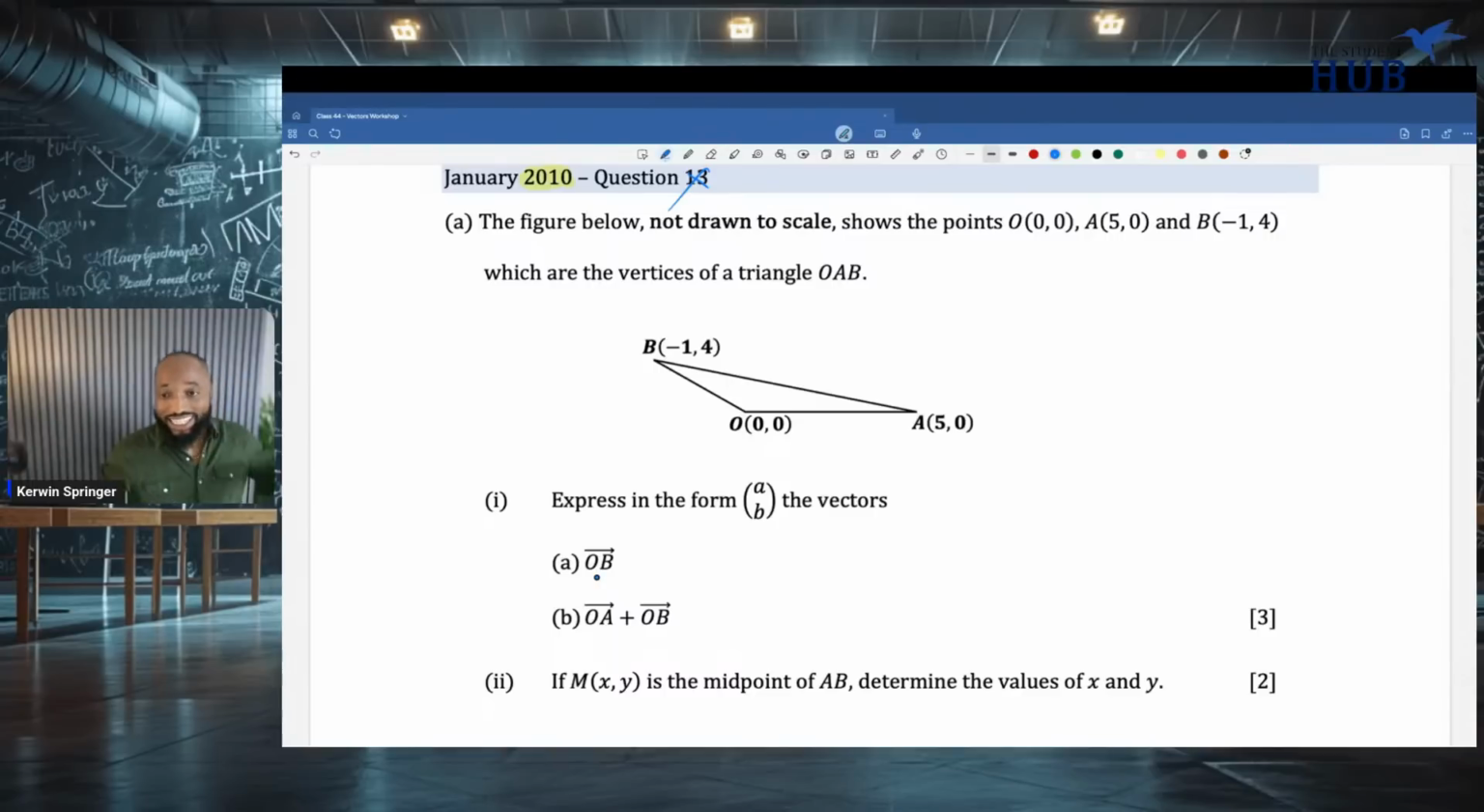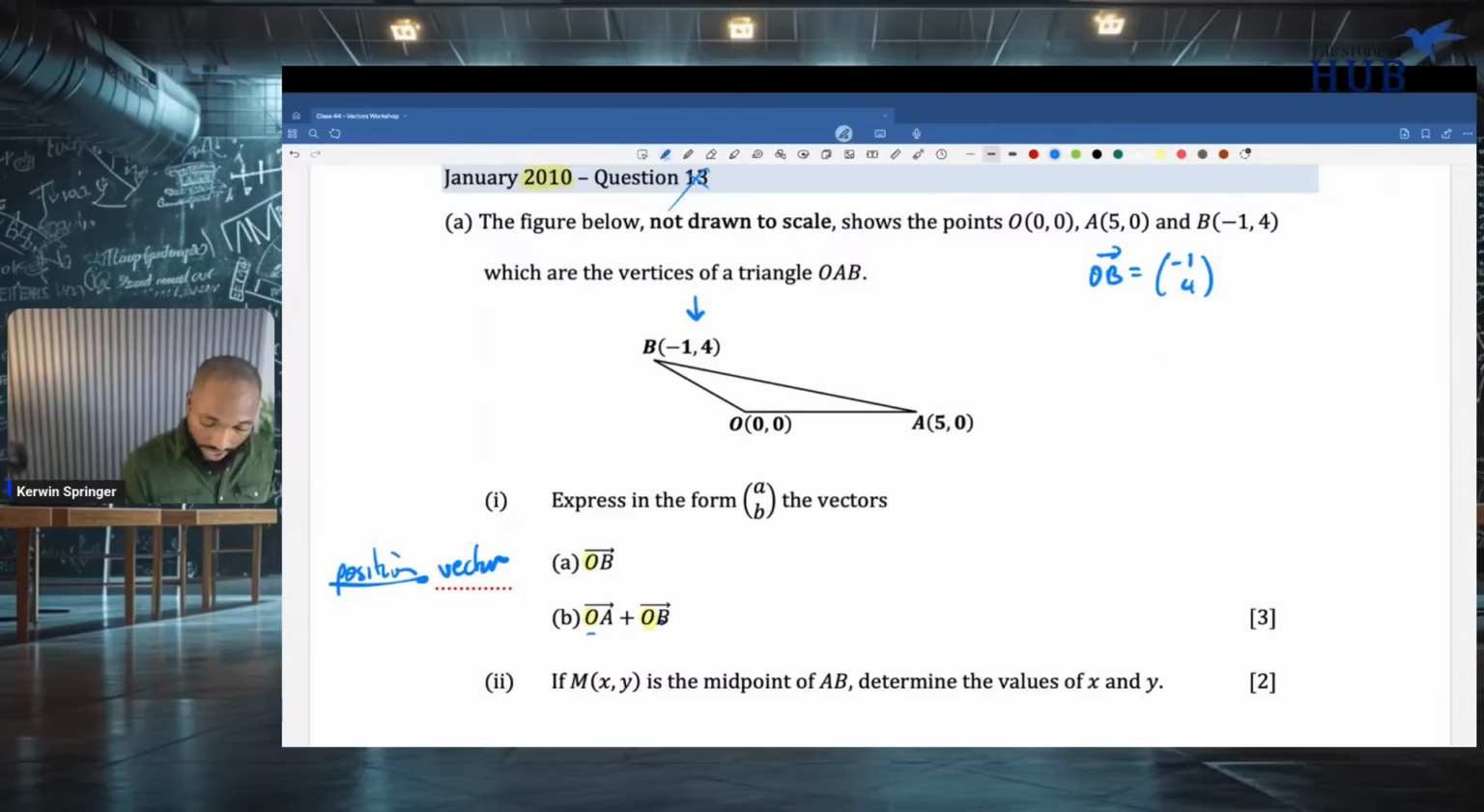vectors OB. Ladies and gentlemen, OB is what type of vector? Anytime you see an O, what type of vector is that? It starts with P. And how do we form that type of vector? Thank you, Mr. Jono. It's a position vector, Mr. Jiram, Kates, Maya, Shalisa. Position vector. How do we form the position vector? If we have the coordinates, you just write it in vertical format. So OB is -1, 4.